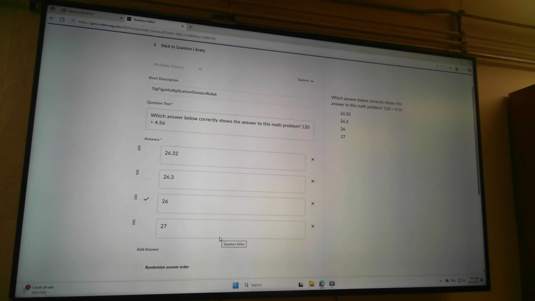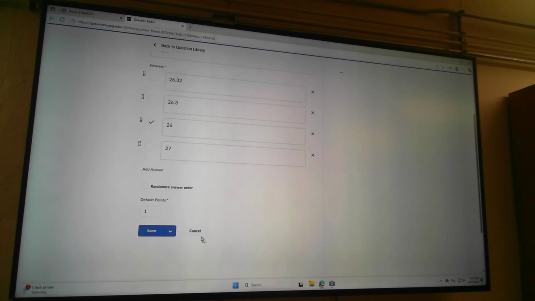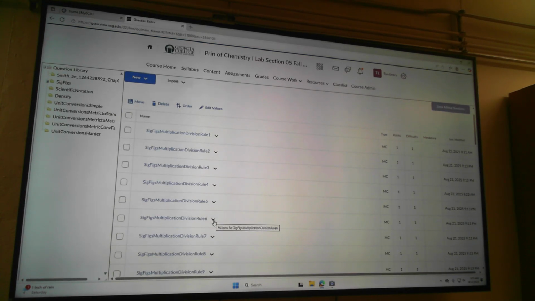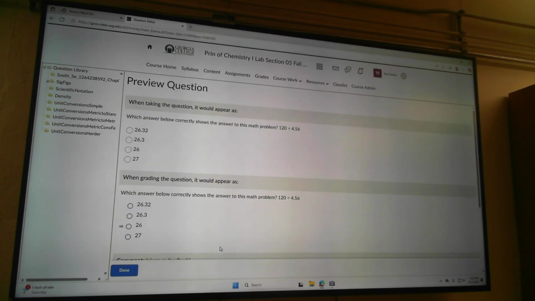What do you think about this one? I mean, if it did the math right, then it's right. 120 divided by 26.3, so yeah, it did it right. There was no rounding in there. What number are we on? 6 or 7. Yeah, no, it's right, it was 7.